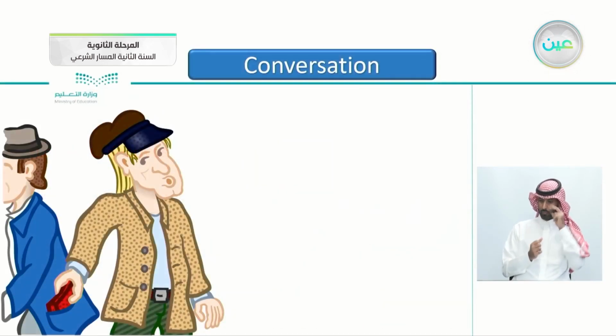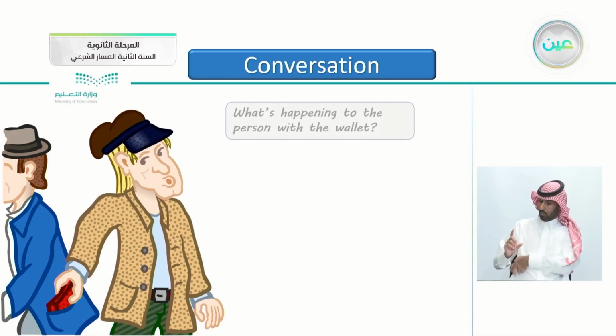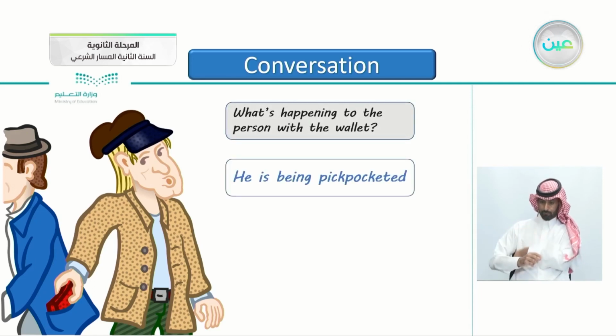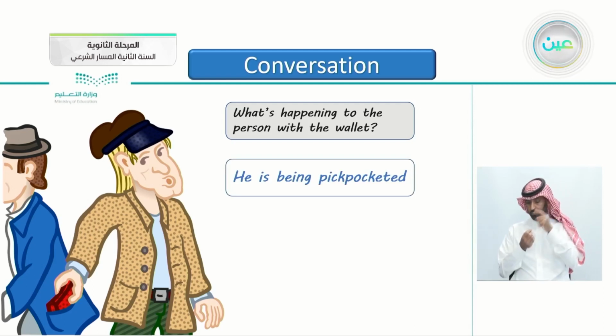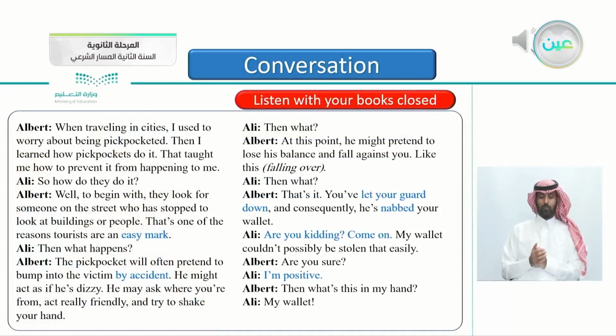What do you see here in this picture? What is this man doing? Yes, he's trying to steal the wallet from the other man, or in other words, he's trying to pickpocket. So the man here in the blue jacket, he is being pickpocketed. So this is the conversation here. We have a conversation between Albert and his friend Ali. Let's listen to the conversation and then we'll be answering some questions about it.